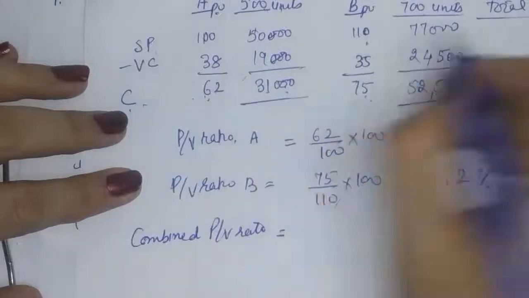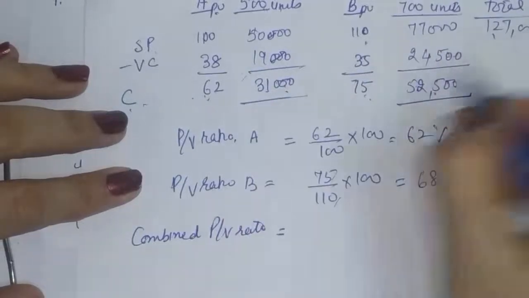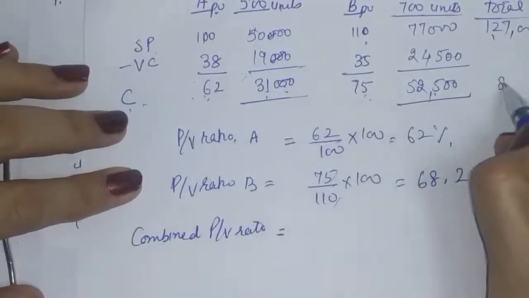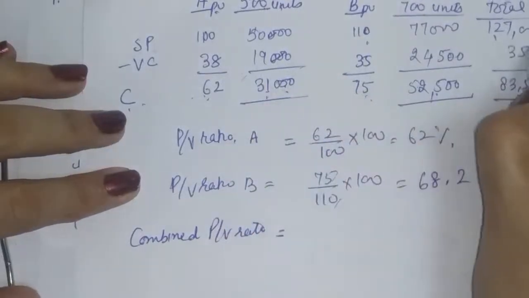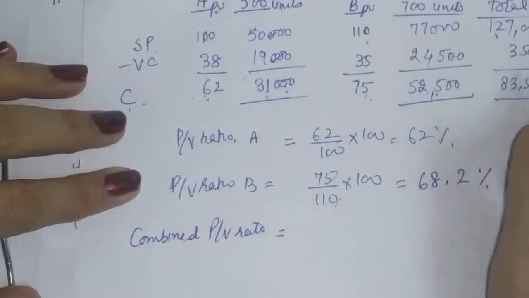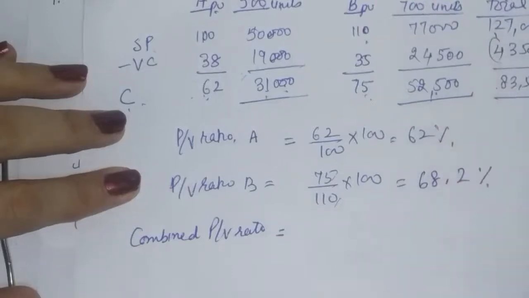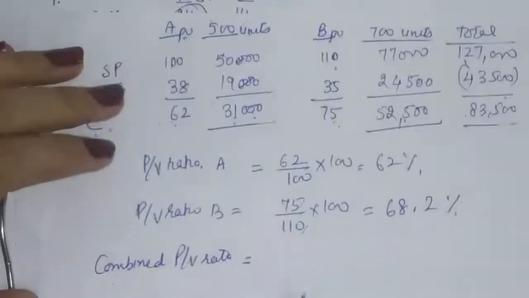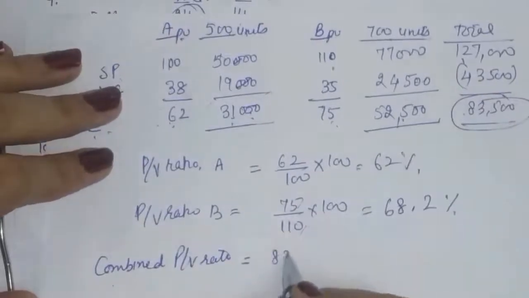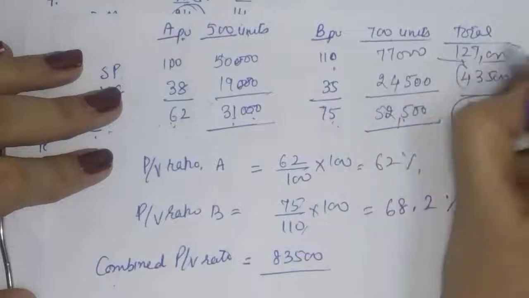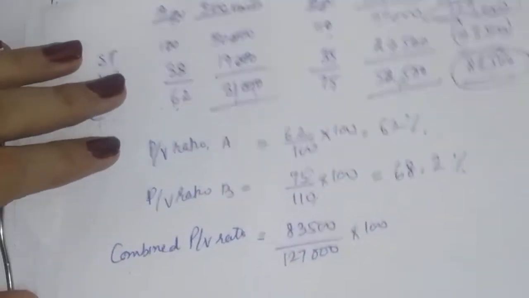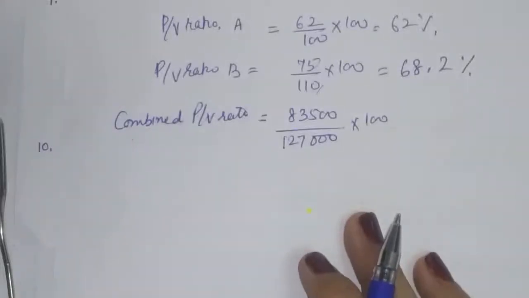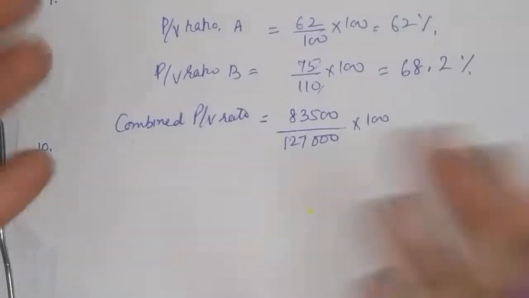So total sales are going to be 1,27,000. Total contribution is going to be 83,500. And this amount is 43,500. So combined PV ratio will be combined contribution and combined sales. Combined ratio is useful when we are determining the sales mix which will help us or which will give us maximum profit out of available options.